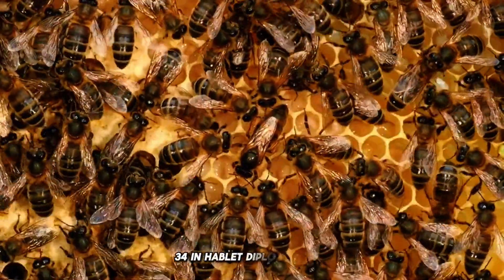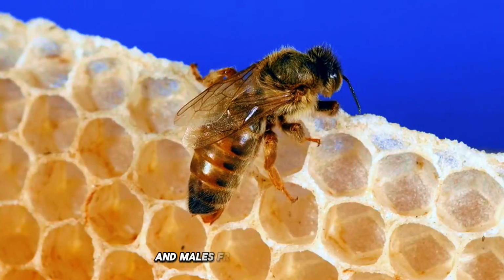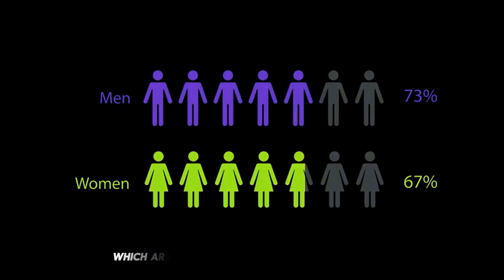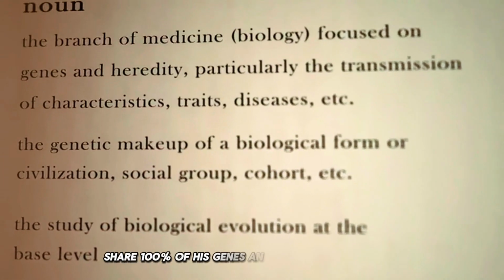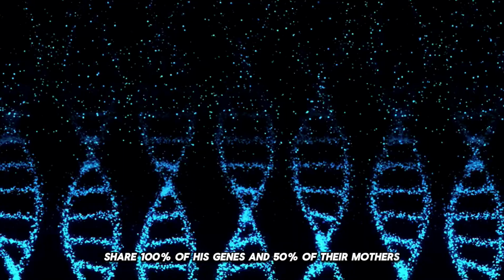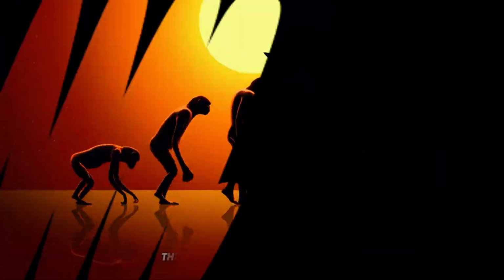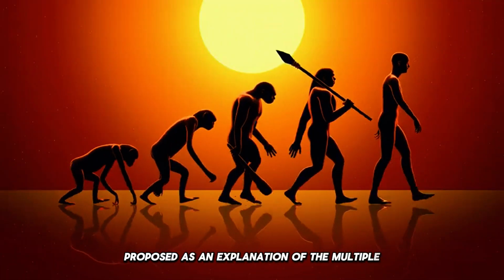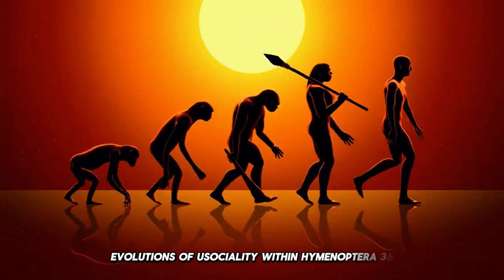In haplodiploid species, females develop from fertilized eggs and males from unfertilized eggs. Because a male is haploid, with only 1 copy of each gene, his daughters, which are diploid, with 2 copies of each gene, share 100% of his genes and 50% of their mother's. Therefore, they share 75% of their genes with each other. This unusual situation has been proposed as an explanation of the multiple, at least 9, evolutions of eusociality within Hymenoptera.